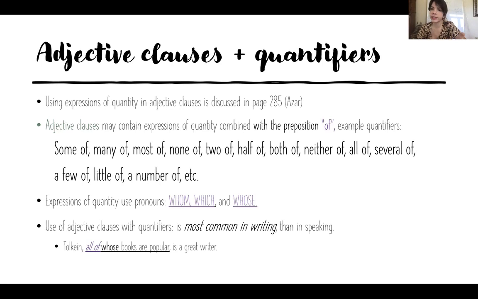So, for instance, the example that we mentioned in our last class, Tolkien, all of whose books are popular, is a great writer. So all of whose books are popular is our adjective clause that has the quantifying phrase. And again, it's a lot more formal.